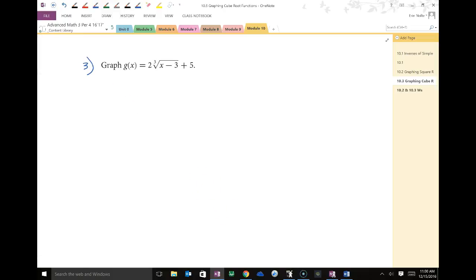All right. So, translations. Up 5. What else? Right 3. Okay, good. The 2 makes a vertical stretch, which by the way, we can be thinking about as a slope of 2.